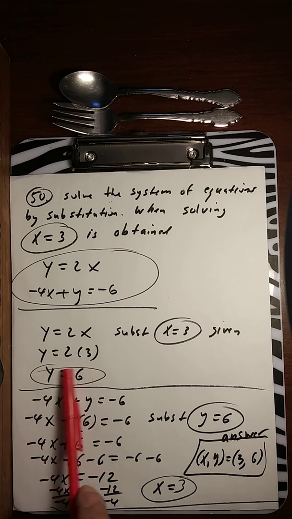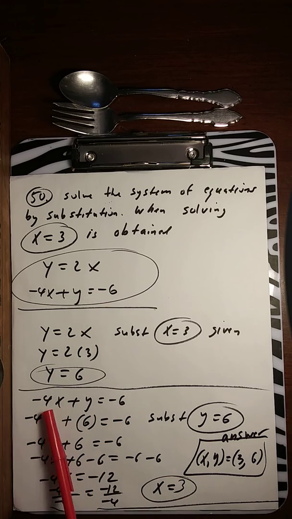Now put this number back in the second one. So negative 4x plus y equals that. Put a 6 in there. And I'm going to go minus 6, minus 6. These are gone. So negative 4x equals this. Divided by negative 4, divided by negative 4. So x is just positive 3. So we have x is 3 and y is 6. So we have 3 and 6 is the answer.